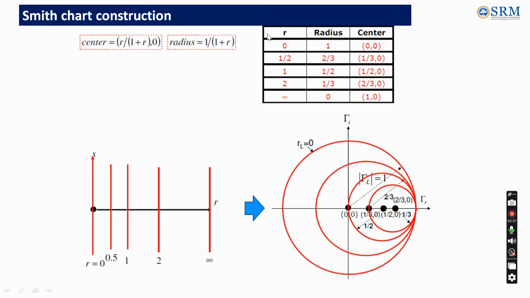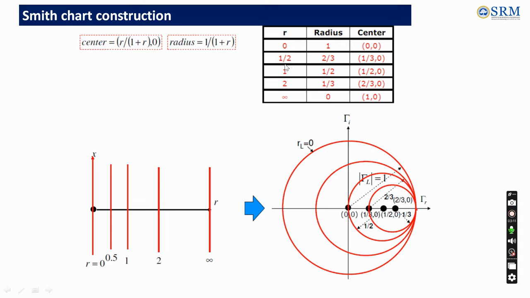Now let us see, for various values of R, which range from 0 to infinity, what the radius of this R circle is and what its center is. Corresponding radius and center we will find. Suppose R equals 0. If you substitute R equal to 0, the center is 0 comma 0 and the radius will be 1. So 0 comma 0 is the center of this R equal to 0 circle. R equal to 0 is the outermost circle and it has a unit radius of 1.